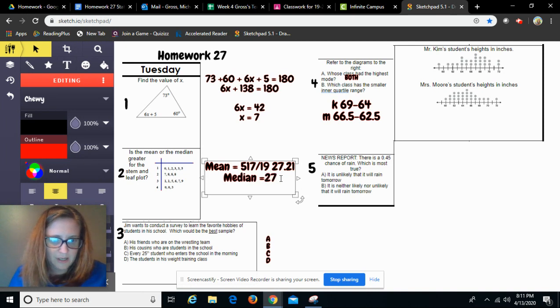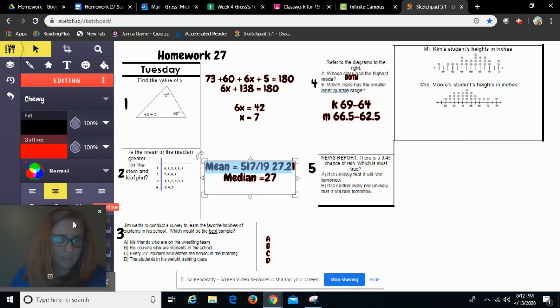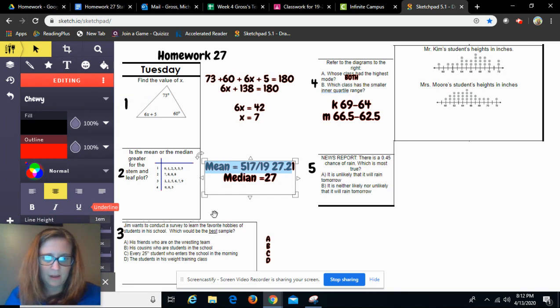And the question is, is the mean or the median greater? And the correct answer is the mean is greater. So you can highlight that or do whatever you want to with that. I can maybe underline it. I think I have the option to underline it here. So I'm going to underline it because it's going to underline the whole thing. Sorry, it is the mean.